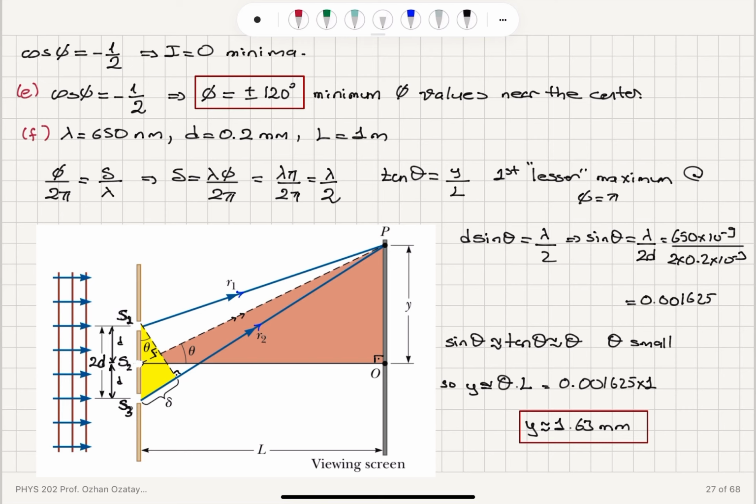Now we have lambda equal to 650 nanometers, d is 0.2 millimeters, L equals 1 meter, some numerical values here. What is the location of the first lesser maximum? That is, we're looking for phi equals pi, and that corresponds to a path difference of lambda over 2, d sine theta equals lambda over 2, and because the angle is small, tangent theta is y over L, which is going to give us L times theta for y, so we can find the location here.